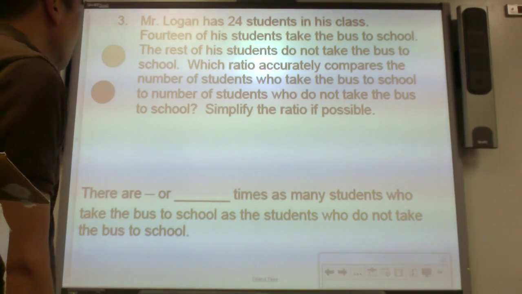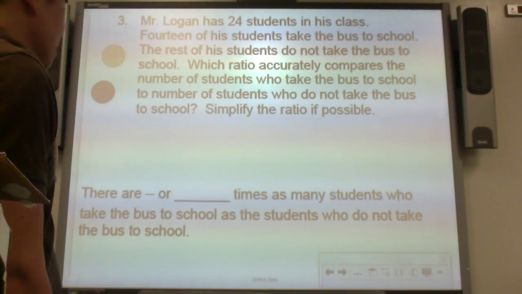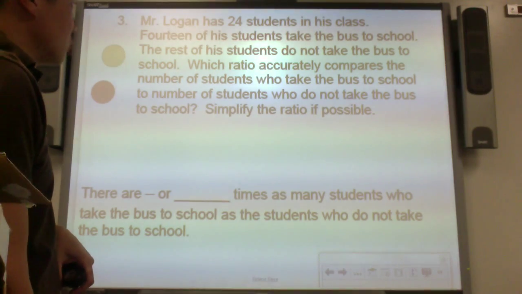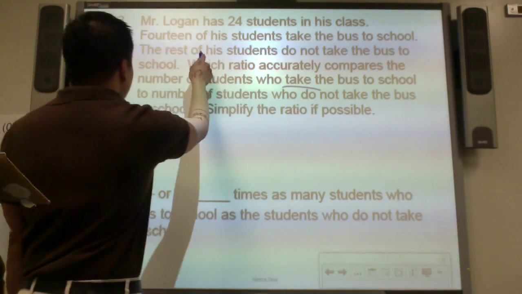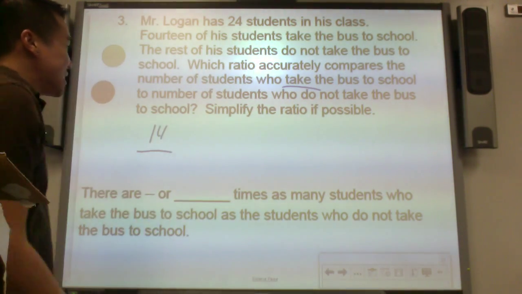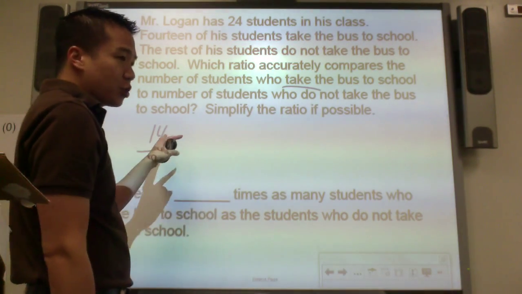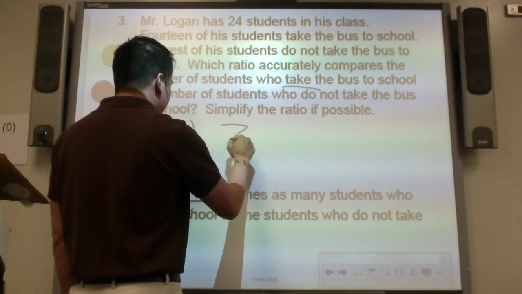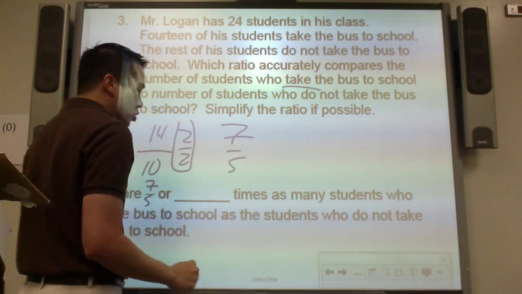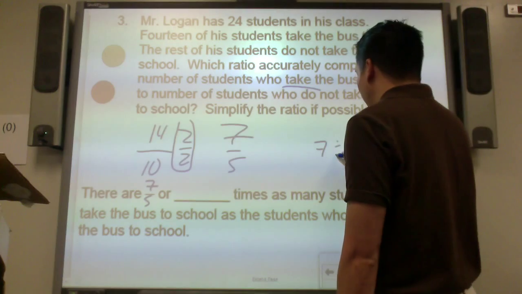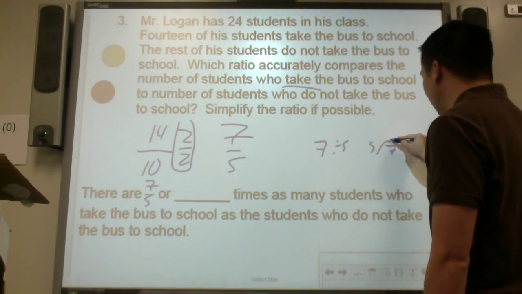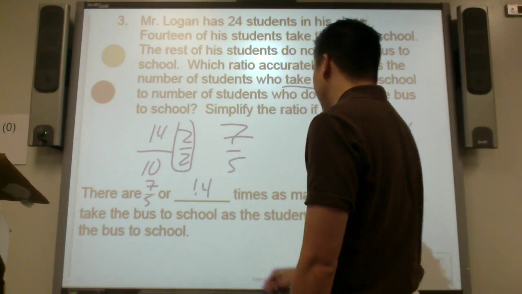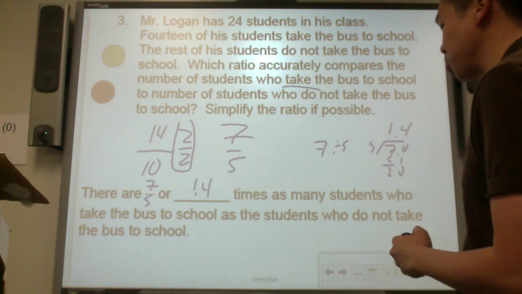Mr. Logan has 24 students in class. 14 of the students take the bus. The rest of the students do not take the bus. Which ratio accurately compares the number of students who take the bus, wasn't that 14, to those who do not take the bus? So if there's 24 students, 14 take the bus, 10 of them do not. You can simplify that to 7/5. Do you know the multiplicative comparison? 7 divided by 5 goes in 1 time. It's 1.4 times as many students who take the bus as those who do not.